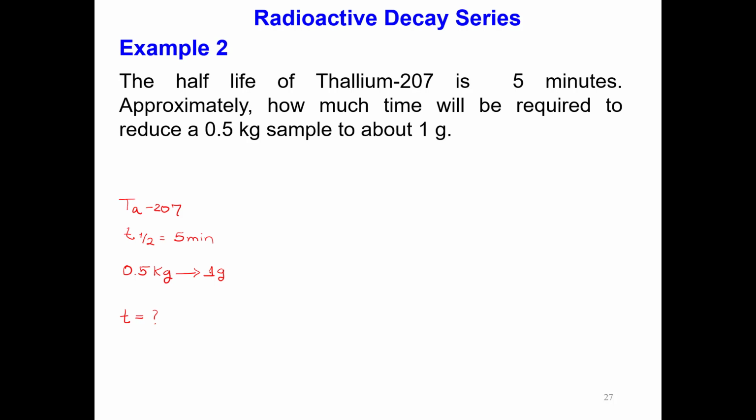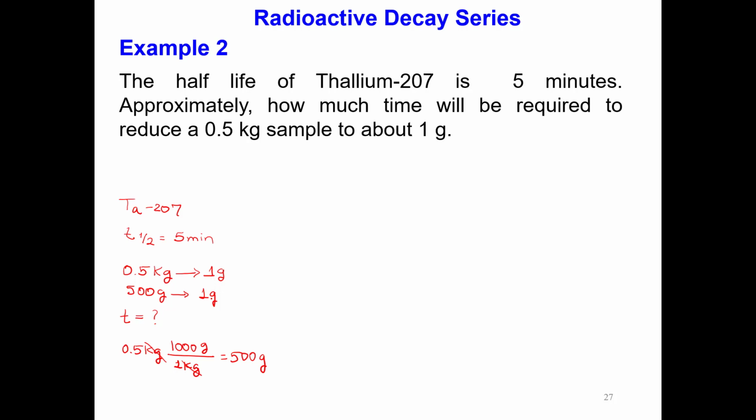And before starting to solve the problem, we can see here the units are not consistent. Then we need to convert 0.5 kilograms into grams to have consistent units. And let's do that first. And we multiply by the conversion factor. Let's cancel out and we will have 500 grams. And what we want to know is the time required to reduce 500 grams of thallium to 1 gram.